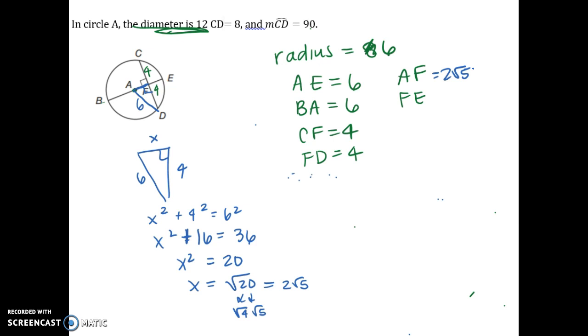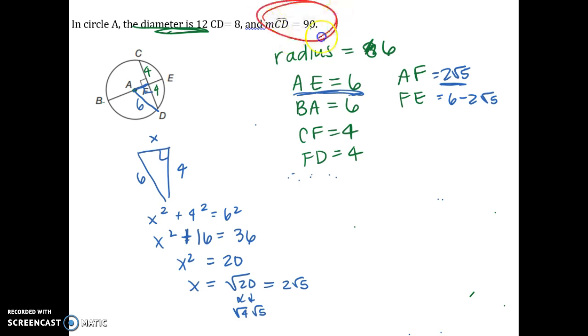And to find FE, all I would have to do is remember that AE is 6. So if I do AE minus AF, I'll get FE. And at this point, I would probably need a decimal, just because you really can't subtract the root numbers from the regular plain numbers. So whatever the decimal of 6 minus 2 root 5 is, would be my answer.